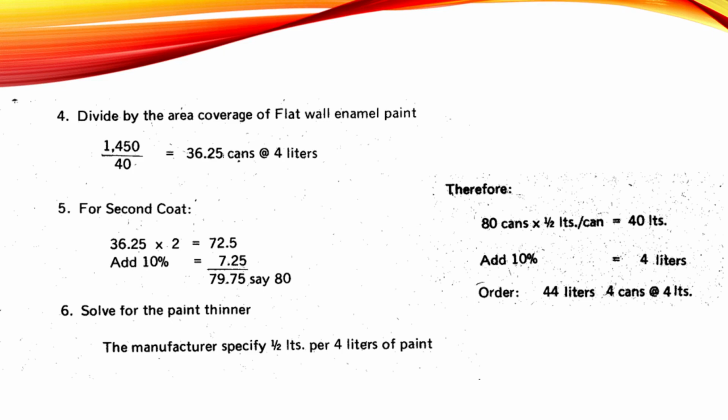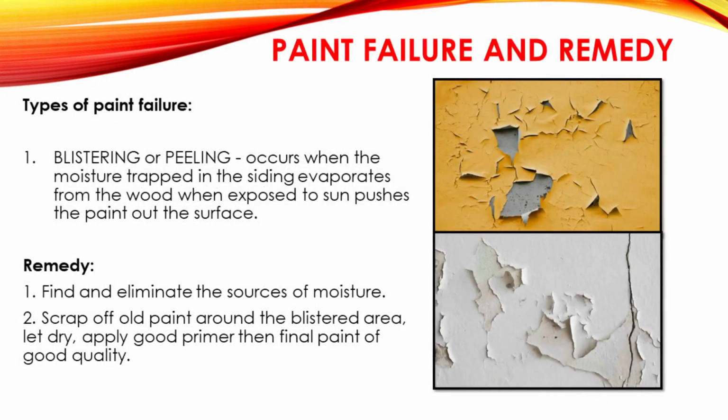So to solve for the paint thinner, the manufacturer specifies 1/2 liters per 4 liters of paint. Therefore, 80 cans multiplied by 1/2 liters per can is equal to 40 liters. And then again, we'll add 10% of that for allowance, which is 4 liters. Therefore, the president should order 44 liters, 4 cans at 4 liters of flat wall enamel paint. That's it for the examples. Now I will return the floor to Miss Rule for the paint failure and remedy.